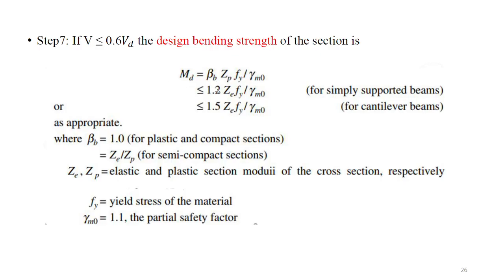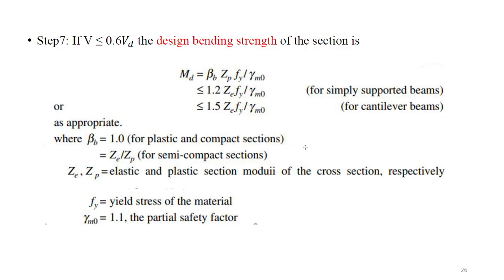Whereas beta b will be 1.2 in case of simply supported condition, and 1.5 in case of cantilever beam conditions. Md will be beta b into Zp into Fy by gamma m0. Beta b is equal to 1.0 for plastic and compact sections. For semi-compact sections, we take the ratio of Ze by Zp. By taking these two parameters, we decide the beta b value. If beta b is 1, the section is assumed to be a plastic and compact section.